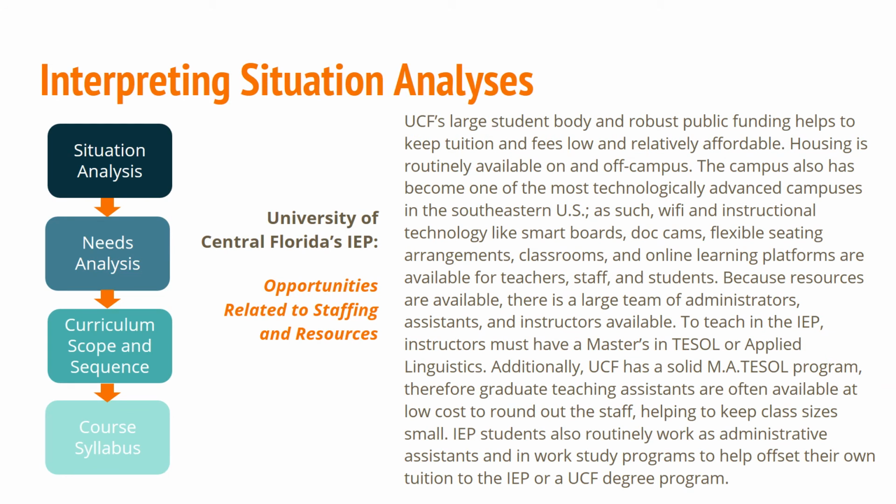In regards to staffing and resources, UCF's large student body and robust public funding help to keep tuition and fees relatively affordable. Housing is routinely available on and off campus, and the campus has also become one of the most technologically advanced campuses in the southeastern United States. As such, Wi-Fi and instructional technology like smartboards, document cameras, computers, flexible seating arrangements in classrooms, and online learning platforms are readily available for teachers, staff, and students.